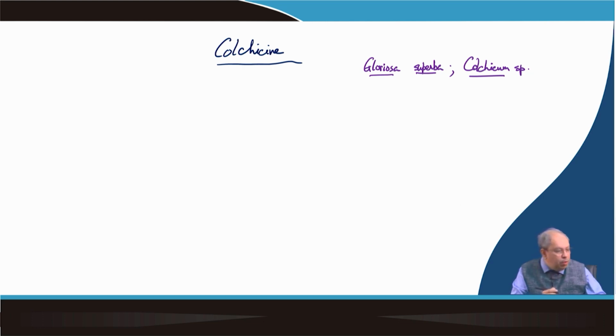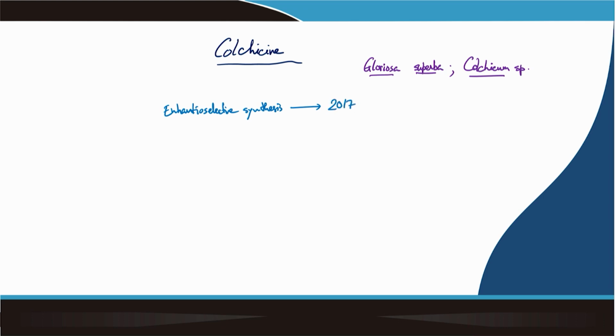Okay. Now, the structure of colchicine is pretty complex, and the enantioselective synthesis was only achieved in the year 2017, but it was so complex that it cannot be applicable for industrial scale production. It cannot be applied to produce colchicine at industrial scale.